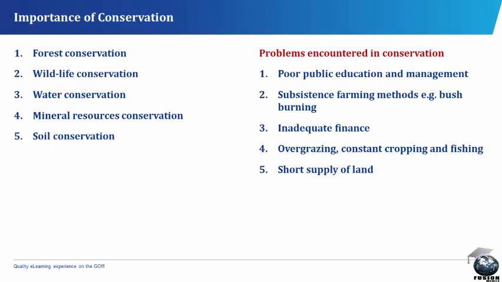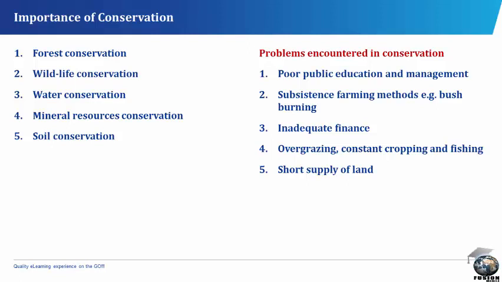Wildlife conservation is a source of protein. Natural species are stopped from going into extinction. It provides raw materials for industries, for example, the bones, hides, and skin. And also, tourism and recreation are encouraged.